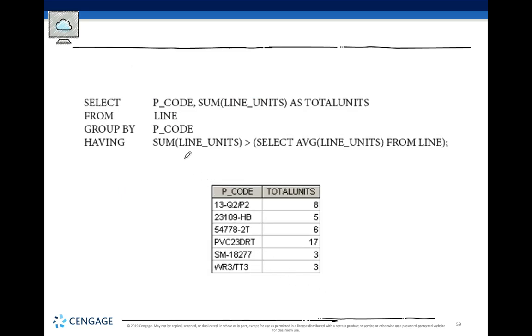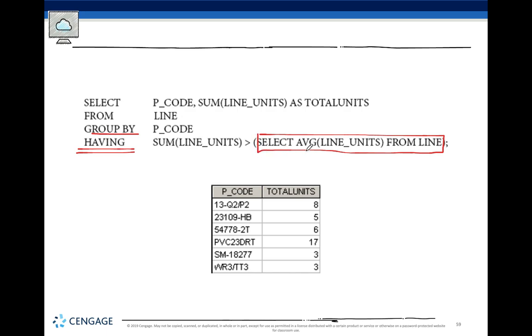Here is another subquery which uses the subquery in the having clause. Now the having clause, if you remember, limits the results that the group by produces, right? So let's take a look at what this query does.